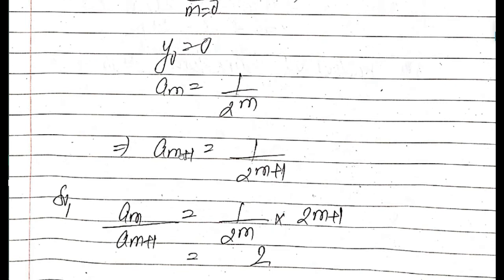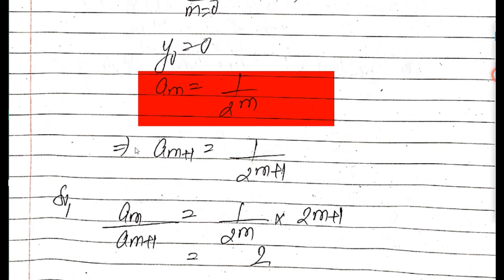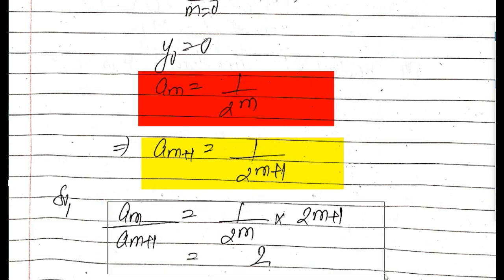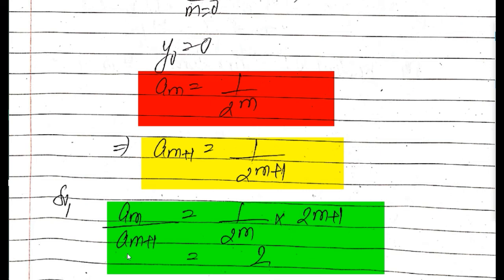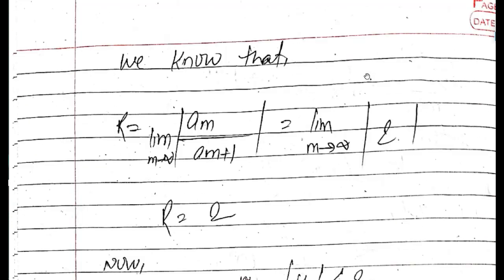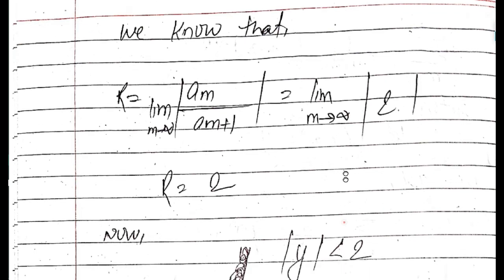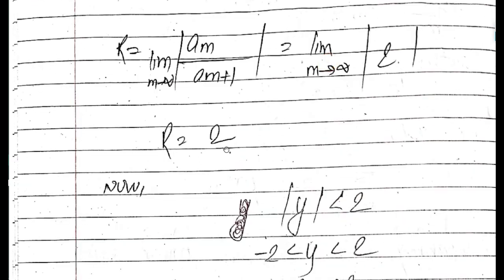And a_(m+1) equals 1 upon 2 to the power m plus 1, replacing m with m plus 1. We need to find the ratio a_m divided by a_(m+1). After dividing, you get the answer 2, and you need to take the limit r equals the limit as m tends to infinity of a_m upon a_(m+1). After taking the limit, you'll find the value of r.